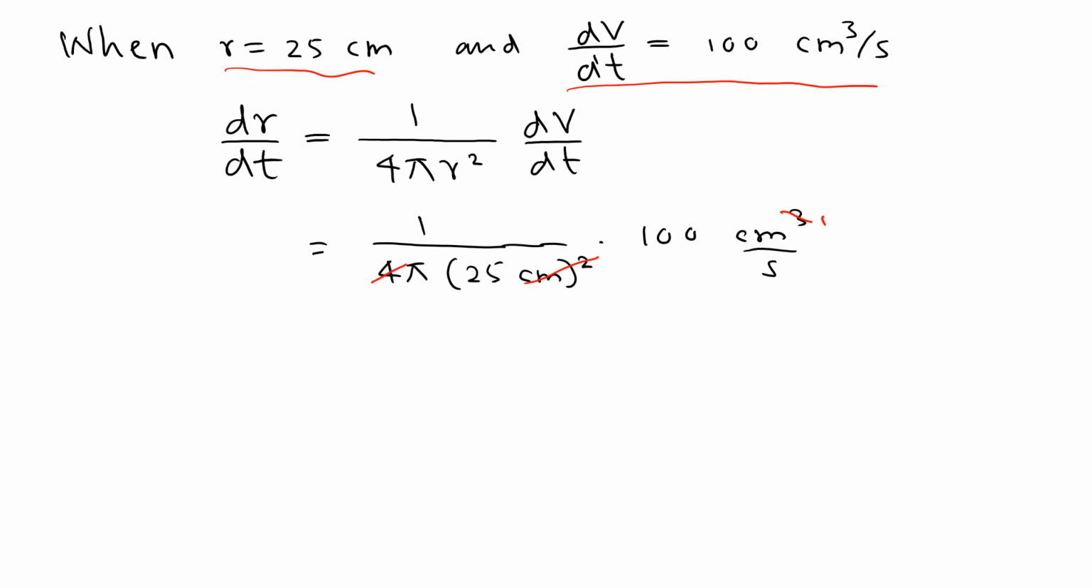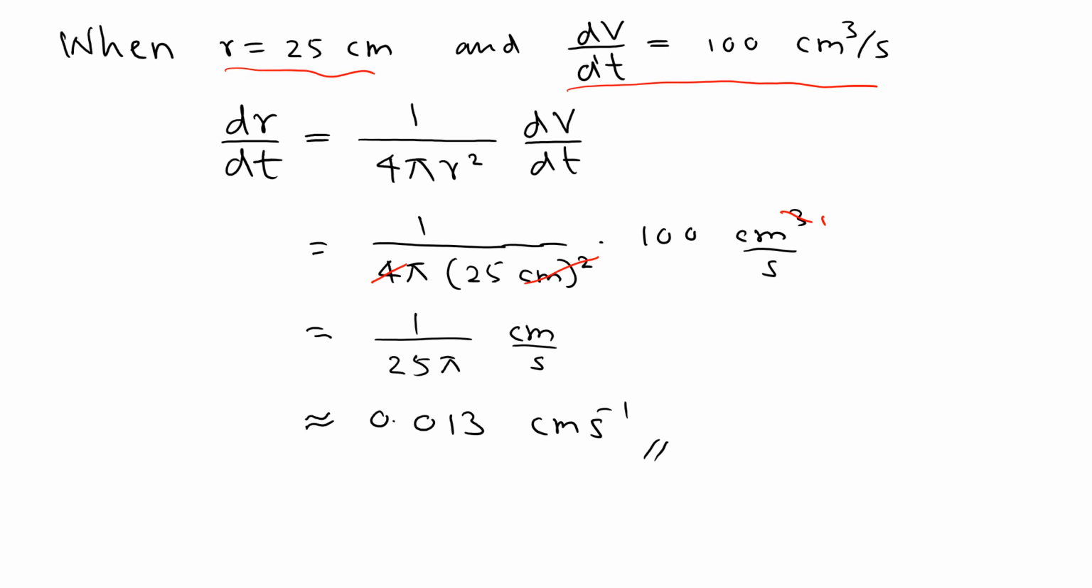So 1 of the 25 gets cancelled out, so that means you end up getting 1 over 25 pi. You have 1 centimeters and a second. And it says the radius changes at that time at 1 over 25 pi centimeters per second. And if you use a calculator, the approximate value would be 0.013 centimeters per second. Okay, so that's the answer for this problem.